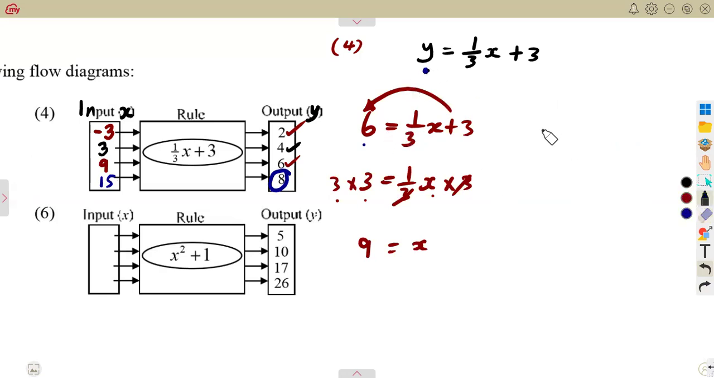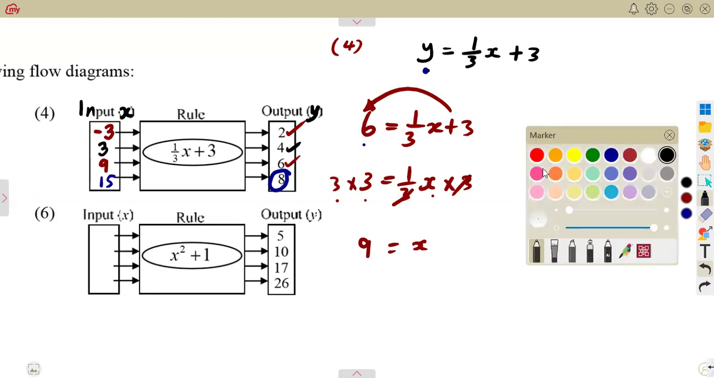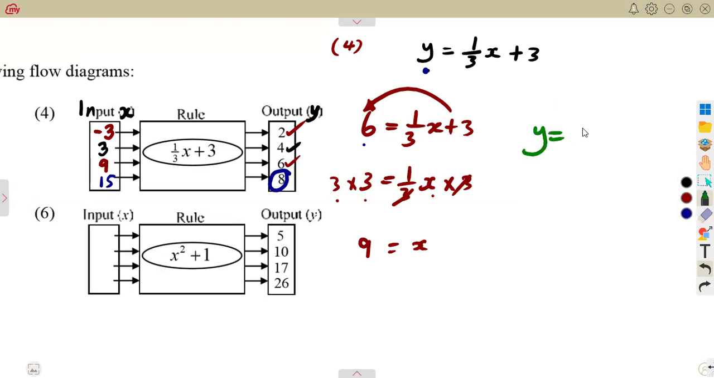Remember, it is just like what we were given before when you were obtaining the value of the output, 1 over 3x plus 3. Let's just try. If the input is minus 3, which is x, y is equal to 1 over 3 times x, which is minus 3. The input there is minus 3. Then we add the 3 that we are given. That is how we were solving before.